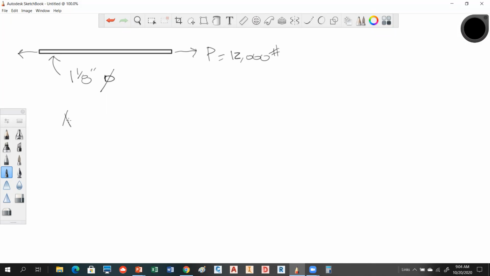So first we need the area, and that would be pi d squared over 4. So let's see what we come up with. That's going to be pi times 1.125 squared divided by 4. You guys check my number, okay? I don't trust this calculator. I get 0.994 square inches. You guys agreeing on that?